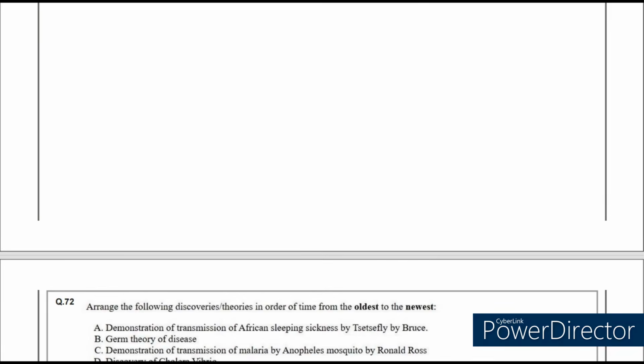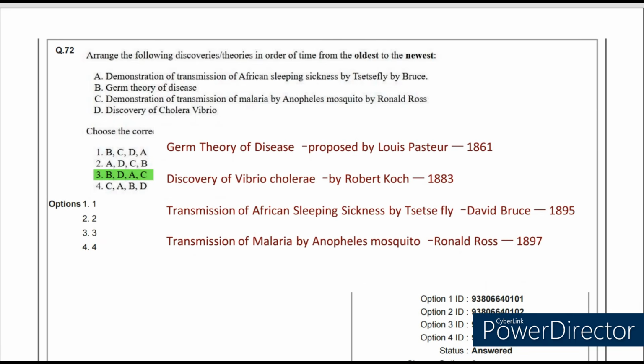Now coming to question number 72, which is again a chronological question. In this case, the correct sequence should be germ theory of disease followed by discovery of Vibrio cholerae, then followed by transmission of African sleeping sickness, and the last should be the transmission of malaria by Anopheles mosquito. So the sequence should be B, D, A and C.